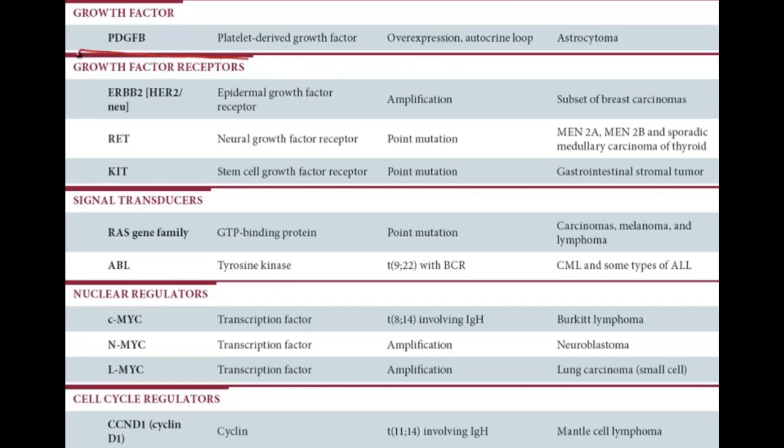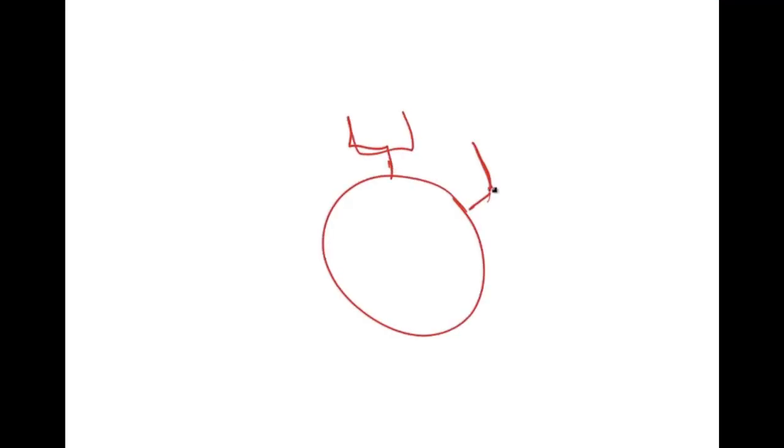Another example would be growth factor receptors. So again, we can go back to our diagram, and we can remind ourselves that if this is a cell, and the cell is expressing a growth factor receptor, right? Here it is, it's expressing a growth factor receptor. When growth factor comes in, normally what would happen is growth factor would bind the receptor, signal would be sent, and the cell would then divide.